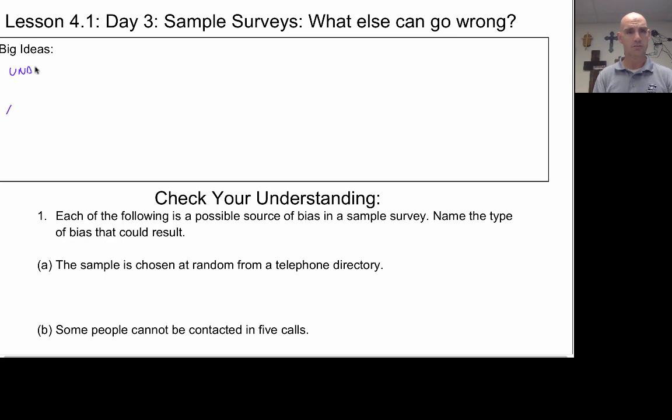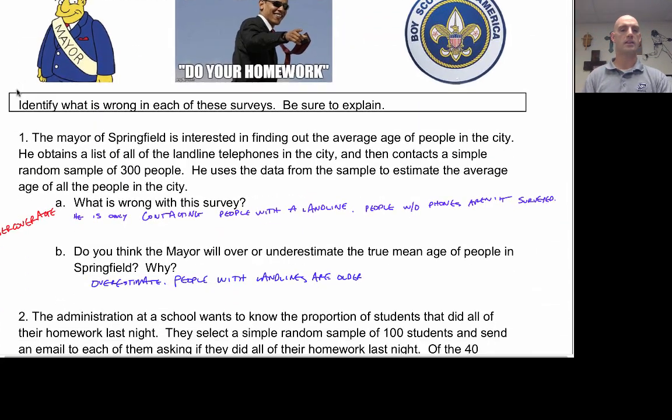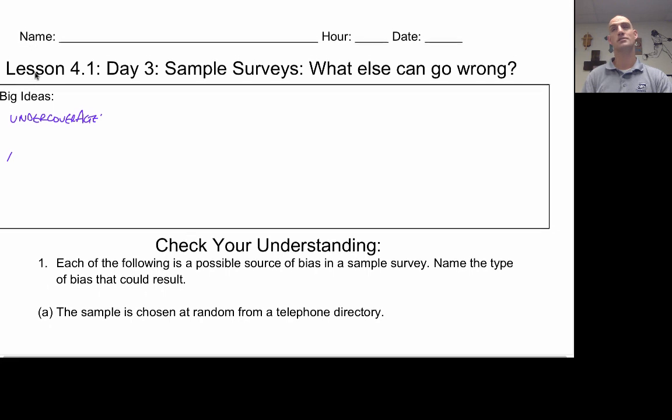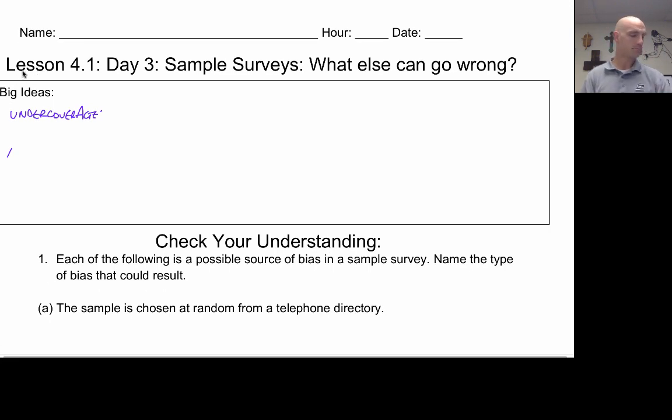The first big idea is undercoverage. This was the situation up here when we had people where you don't ask a whole demographic. You ask a question and you feel like you have enough responses, but you don't ask a large section of the people. So undercoverage in general is when some members of the population cannot or are less likely to be chosen.